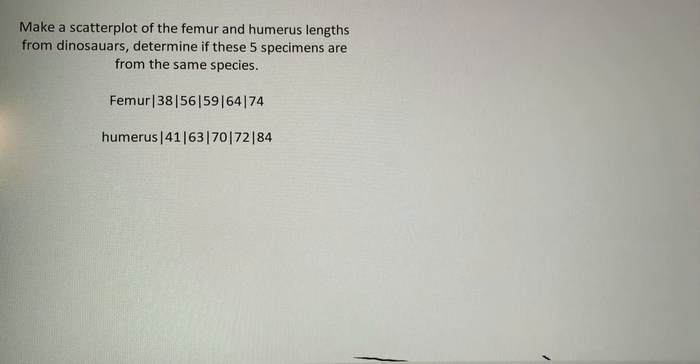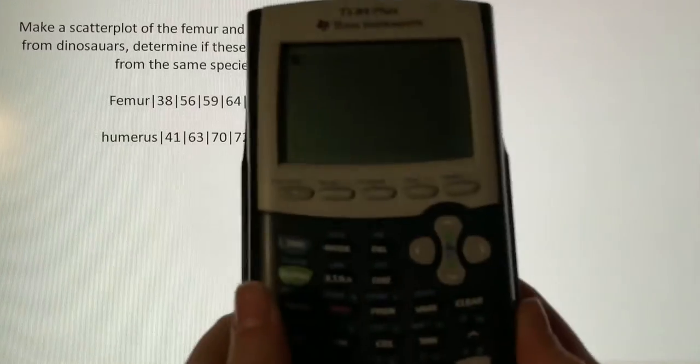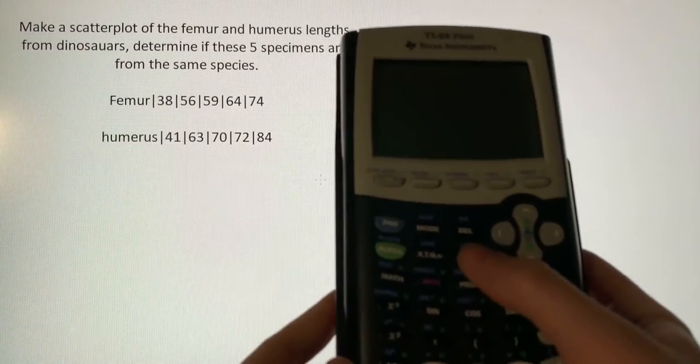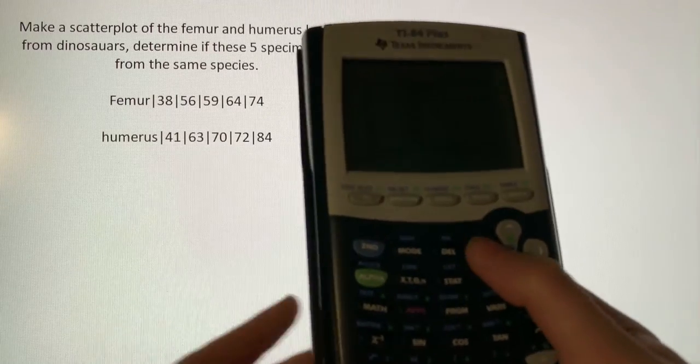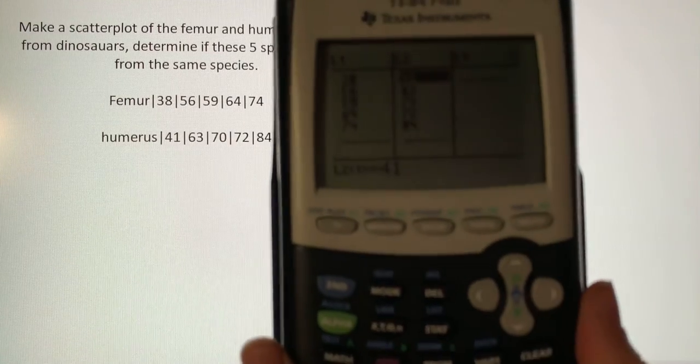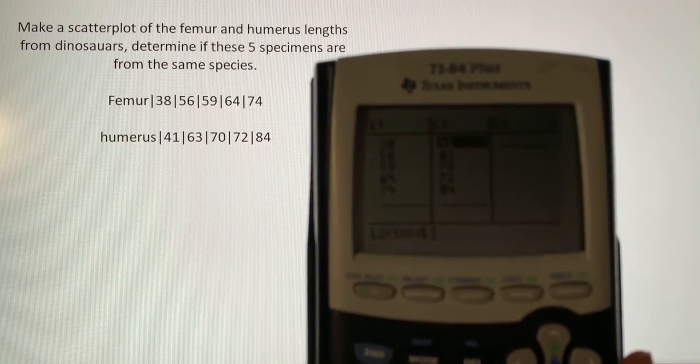Alright, let's do an example of association in scatter plots. The question asks, make a scatter plot of the femur and humerus lengths from dinosaurs. Determine if these 5 specimens are of the same species. So we're given the femur lengths and the humerus lengths. What we're going to do is put this information in a list on our graphing calculator. To do that, we're just going to press Stat and go to Edit and create a list. As you can see, I already went ahead and put in all the data into 2 lists.